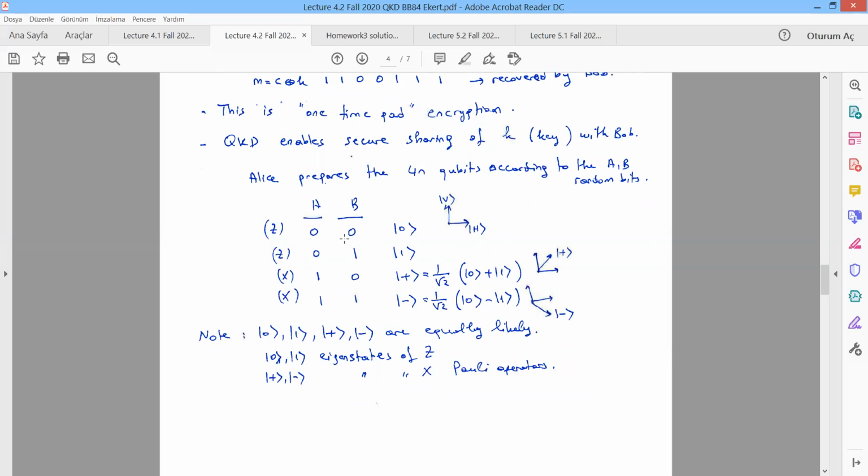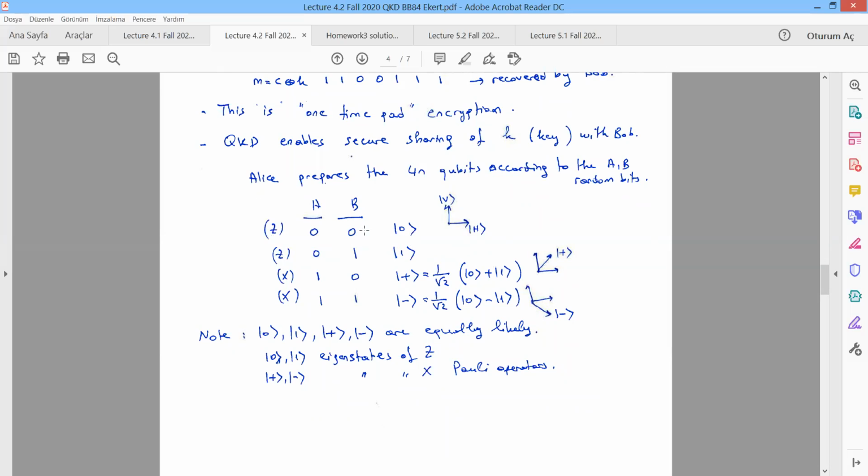So if A and B are 0, 0, Alice encodes with the operator Z, and also with 0, 1, again with Z, but this time with the cat1 basis.